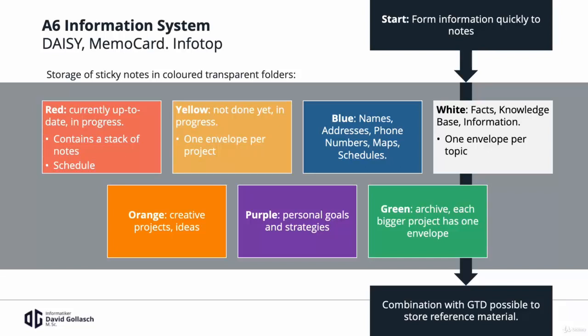For the less important information that you want to keep, you have the white folder. There you can put in some knowledge information, so some facts as well, and figures, some background information, everything that you need from time to time, but not that regularly, not that often. That should be put into the second reference folder here, so the white folder.